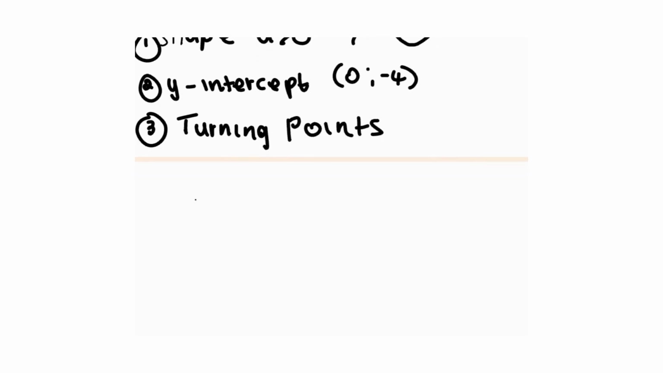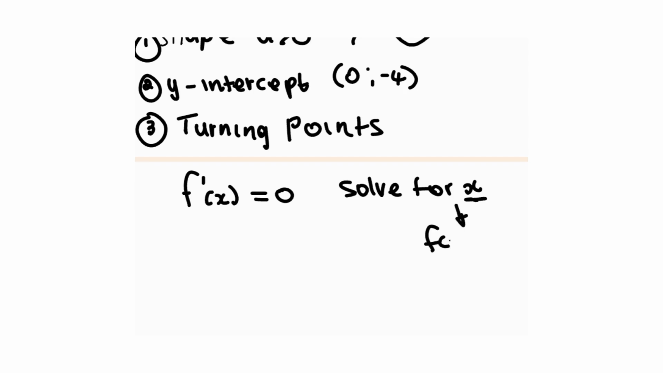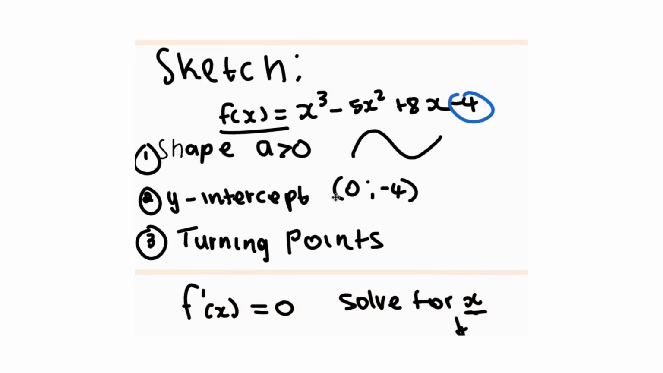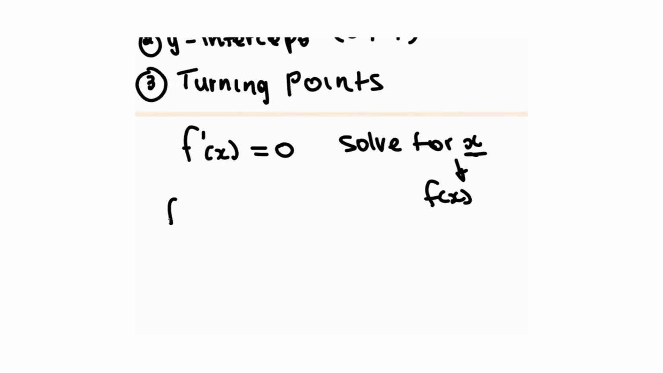So for turning point, what you should know about calculating the turning point of a cubic graph is that you need to first find the first derivative, you equate it to 0, then you solve for x. Then you take that x value, you substitute it on the original f(x) equation that they have given you. So let us now derive f(x).